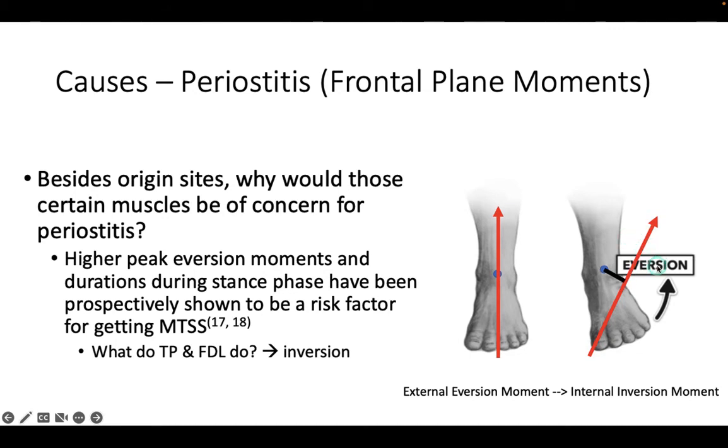If you remember how Dr. Lin was talking about external and internal moments, if you have an external eversion moment, then you need an internal inversion moment, so that the foot doesn't collapse completely and you don't have too much eversion. So when we're talking about planting from running, you need the muscles that invert to eccentrically contract and hold that foot or ankle into place. What muscles do cause inversion? The tibialis posterior and flexor digitorum longus. So that's potentially why people thought that those two muscles are causing pain.